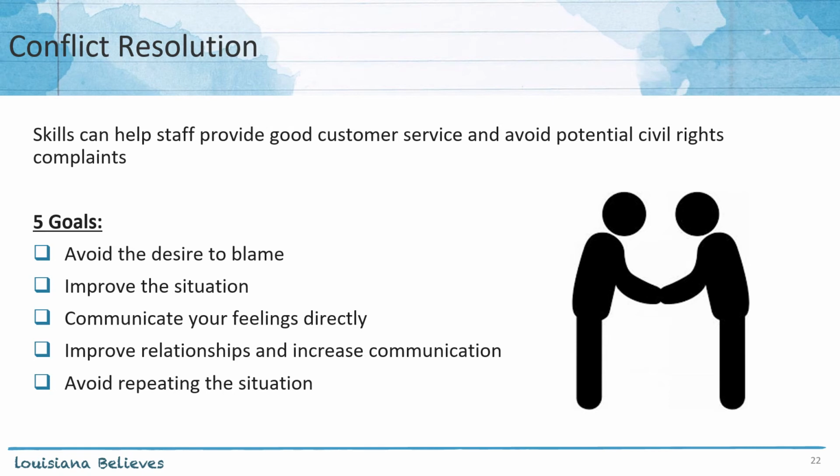6. Have a willingness to resolve. Identify barriers to a resolution and overcome those barriers. Avoid repeating the situation. If a complainant persists with their complaint, direct them to file their complaint with USDA's Office of Civil Rights.